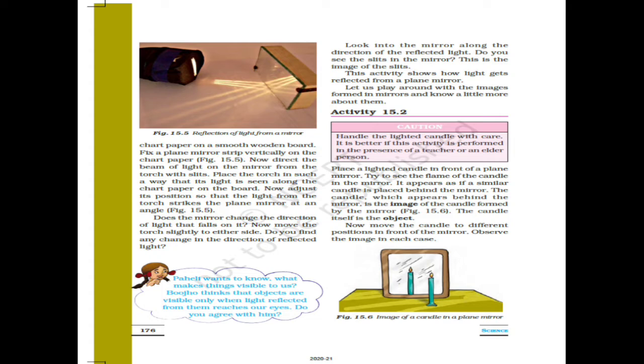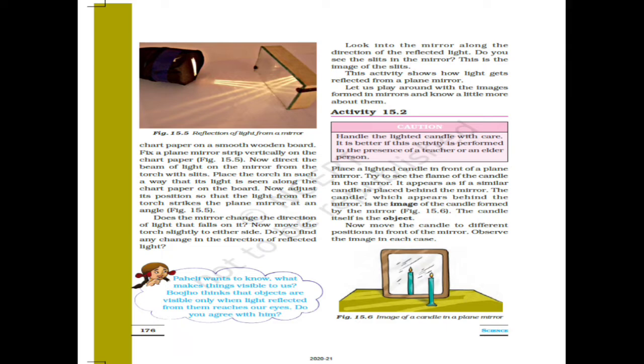Now in this activity what you have to do, you have to take a torch and on that you have to stick a chart paper making a slit on that. After that, you have to stick that chart paper on a smooth wooden board. Fix a plain mirror strip vertically on the chart paper. Now direct the beam of light on the mirror from the torch with slits.